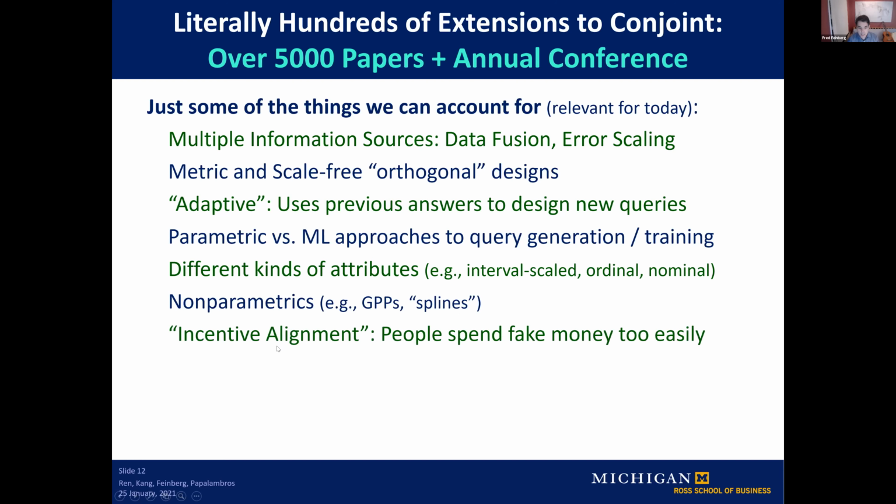Incentive alignment, a paper by Ding and co-authors. Basically, people spend fake money too easily. We want them to have skin in the game, money on the table, all those nice metaphors. We couldn't do this because it's cars. It's hard to say, we're going to force you to buy one of these cars at the end, the one that you design. We'll build it for you and you're going to pay for it.